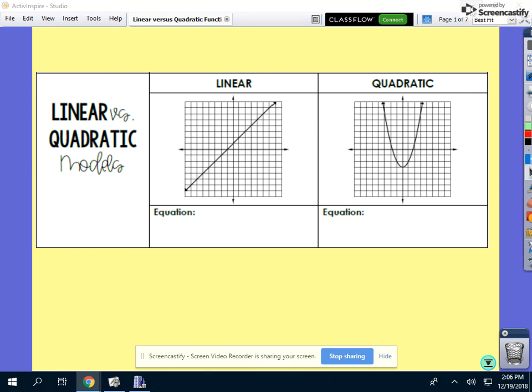Different types of models can be compared. The two models we're going to look at are linear and quadratic. We are already familiar with linear, quadratic, and even exponential functions, so let's just recap what we already know.